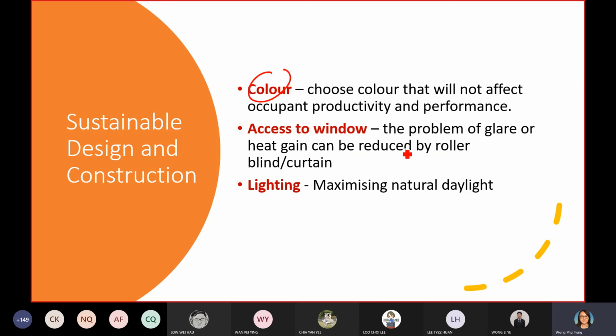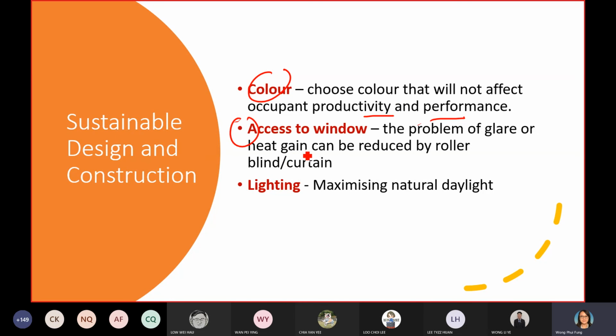Color could affect the occupant's productivity and performance. So that's why you will feel the difference if the wall is painted with white color, black color, or some red color. Some properties, you can see that most of the time they only paint with white color because there is a study that shows that white color generally is quite comfortable, so as to maintain the building occupants' productivity. Okay, colors can make the difference.